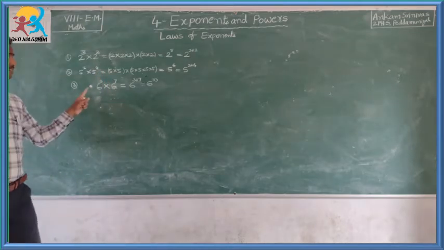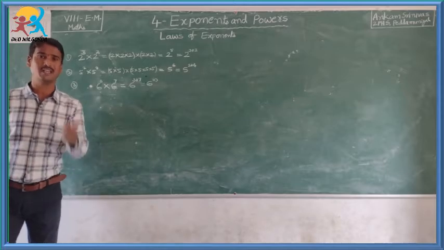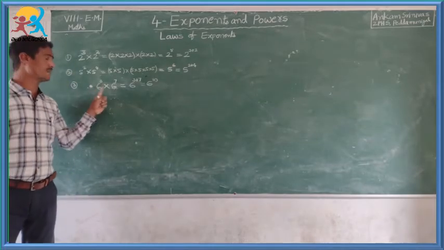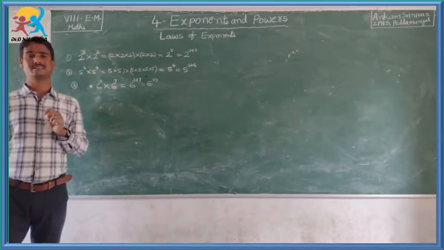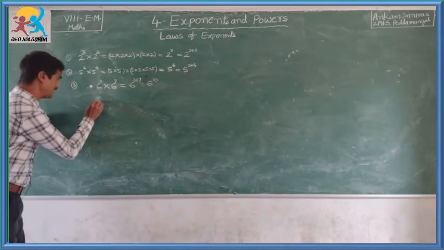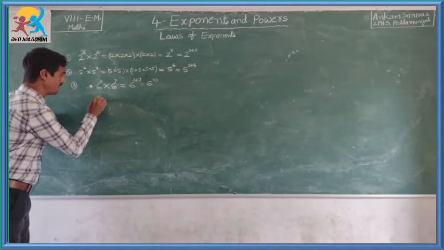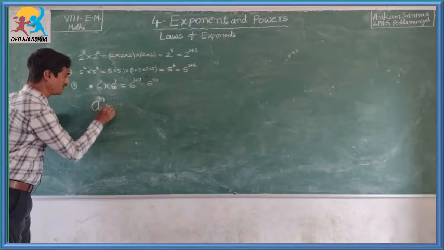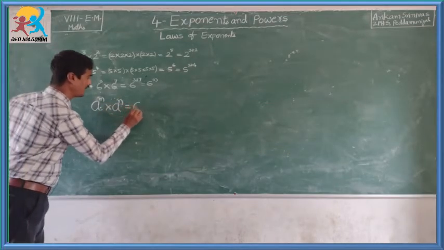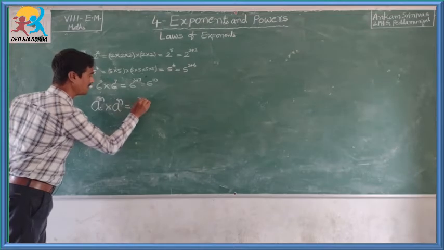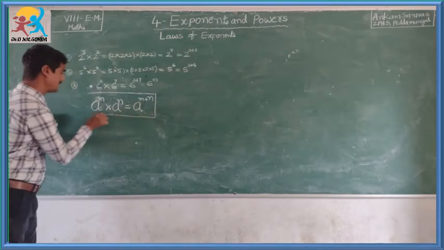That means when you multiply two powers with the same bases, exponents should be added. That means if I take a power m into a power n equal a power m plus n. A power m plus n.